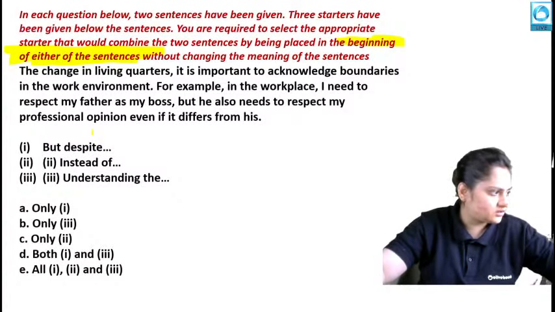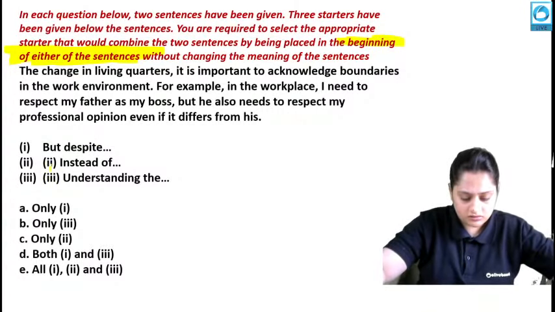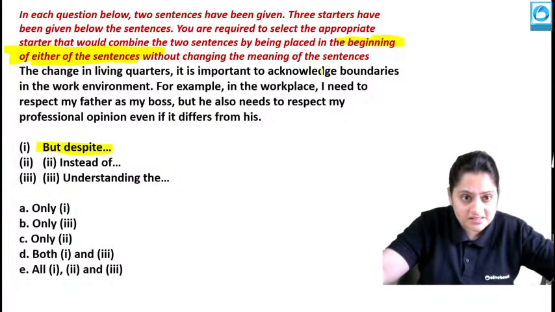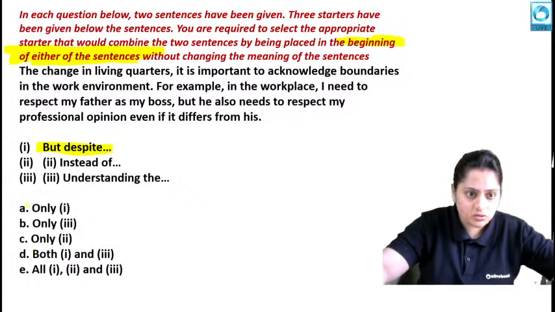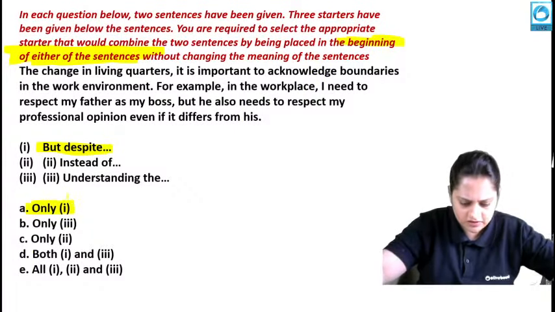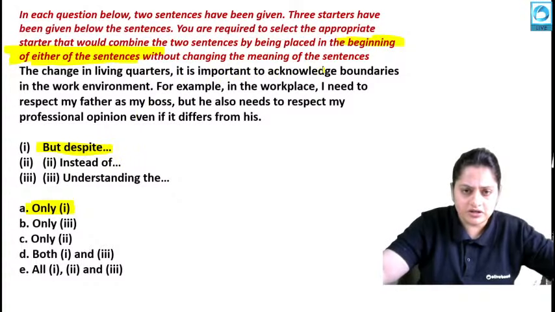How will you connect it? Let's see. How will you start the sentence? But despite the change in living quarters, it is important to acknowledge boundaries in the work environment. And then they are giving an example. But despite the change, we need to accept the boundaries. So only one. Did anyone mention only one? No. Some of you got confused. It is already written, important to acknowledge.